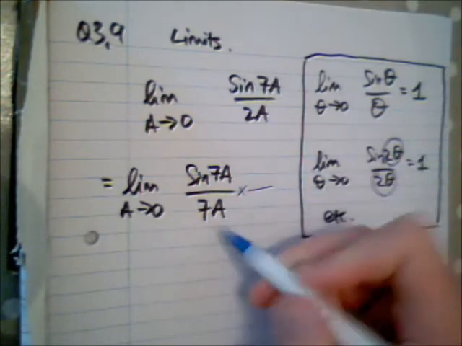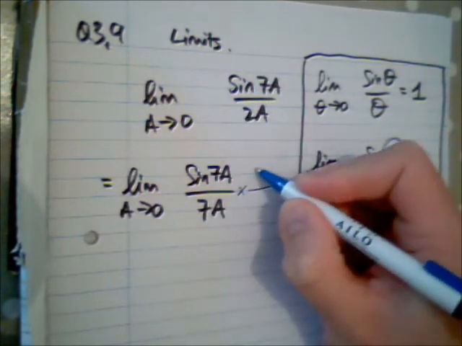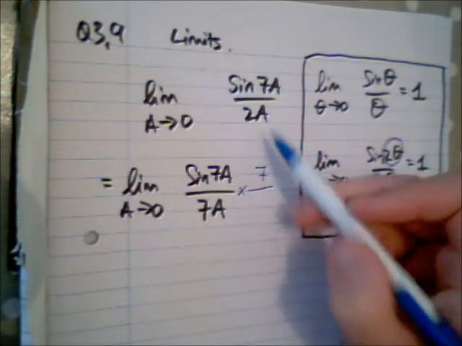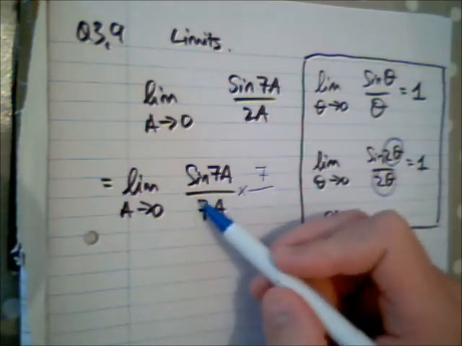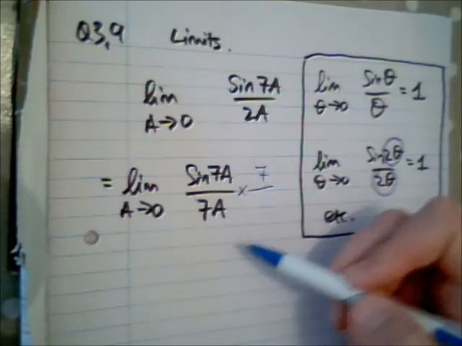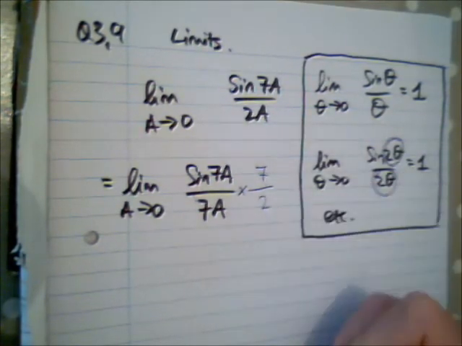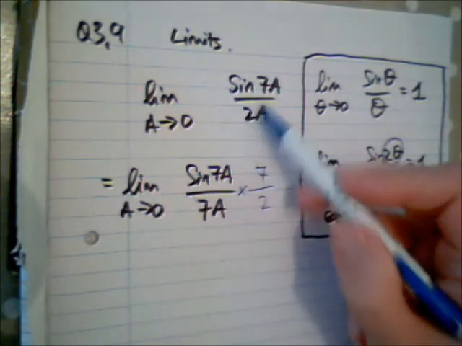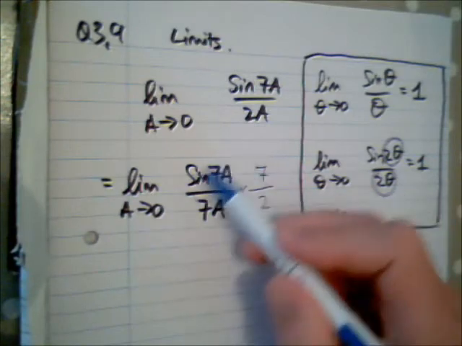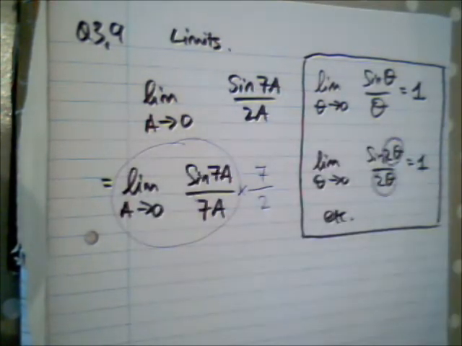So looking at this, I have an extra 7 on the bottom that I didn't have there. So to get rid of that 7 on the bottom, I put a 7 on the top. And the other thing I need to do, looking at here, is that and that will cancel. So I'd be left with sine of 7a over a. But on the bottom I really want 2a, so I'd better put a 2 on the bottom there. So now this and this are the same thing. There are two ways of saying the same thing. But this is more useful because now this whole thing here is just 1.